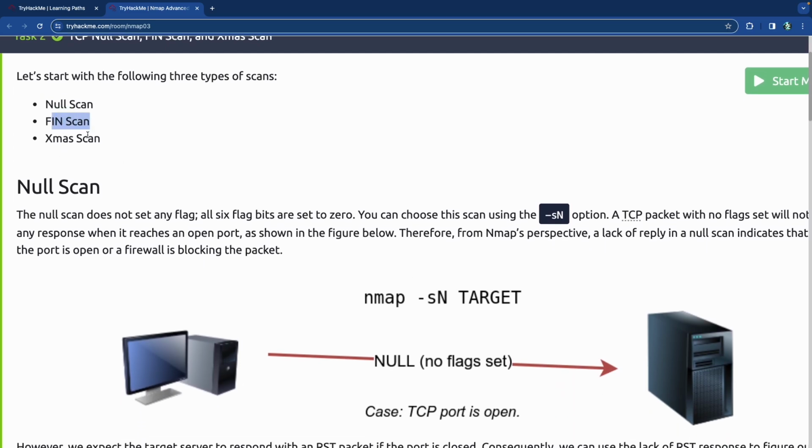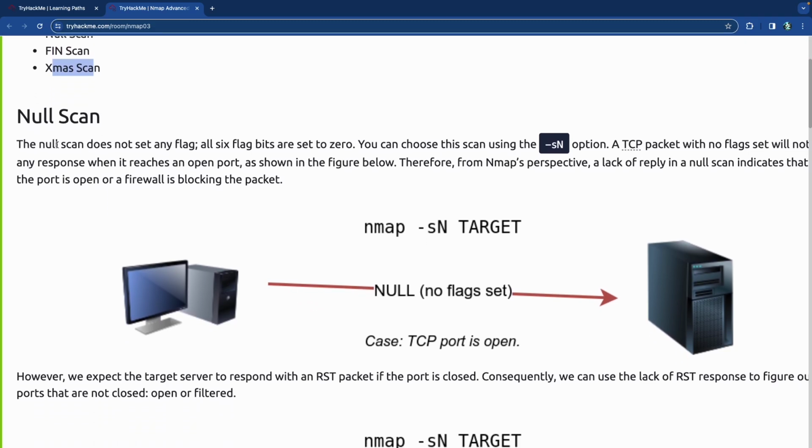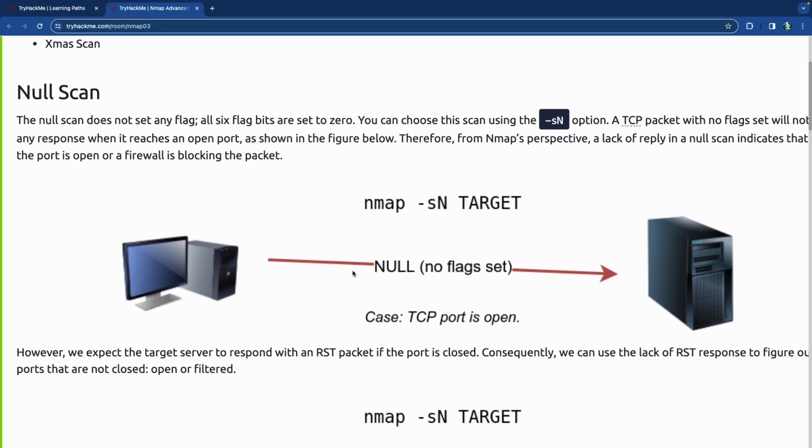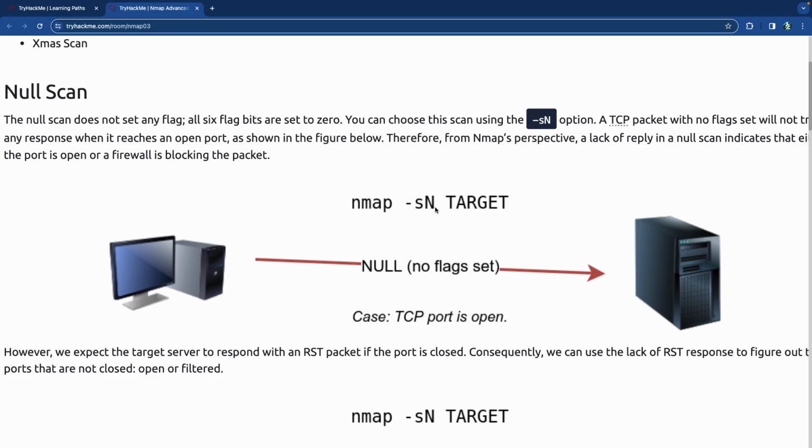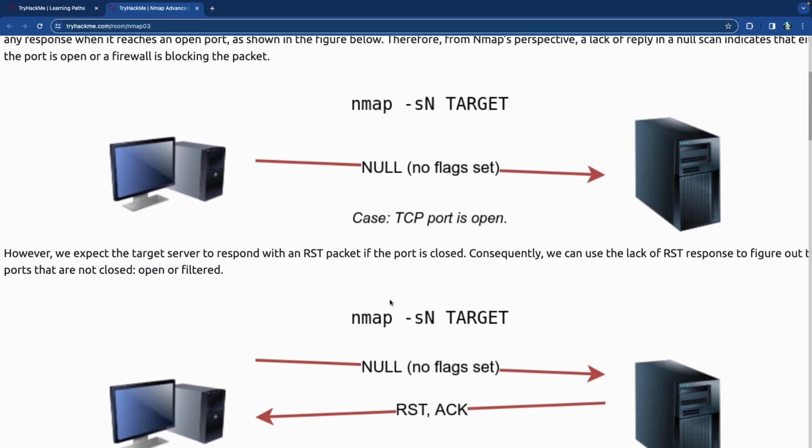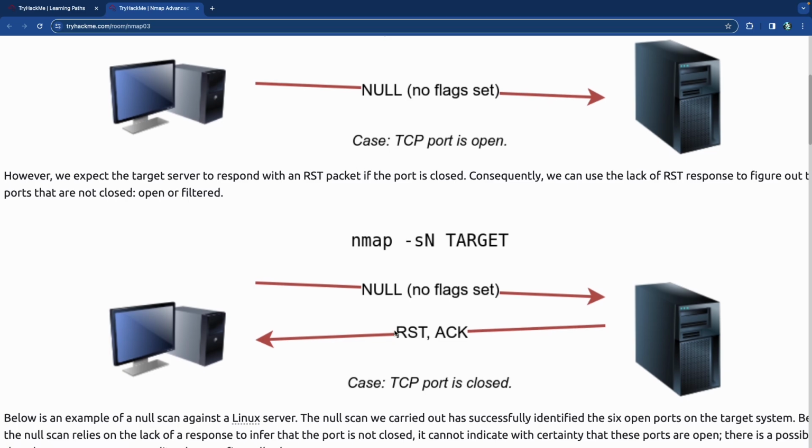So the null scan, FIN scan, and the Xmas scan. The null scan basically sends no flags. So -sN is the specific option that you're going to choose within Nmap: lowercase s, capital N, and then the target IP address, and it doesn't send any flags. Essentially, if we get a response, it's going to be a reset acknowledge type of response.